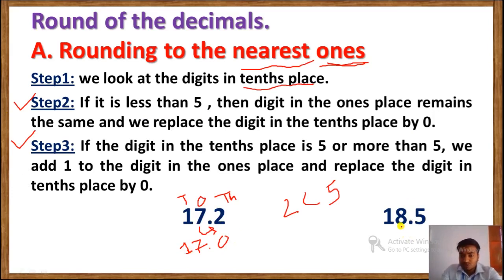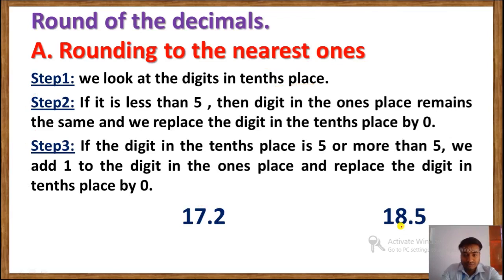Now let's see this one. Here we have 18.5. According to step number 1, we have to see the 10th place. This one is the 10th place, and here we have 5, which is equal to 5. Then we have to follow step number 3: if the digit in the 10th place is 5 or more than 5, we add 1 to the digit in the ones place. That means we will add 1 in the ones place. So this is the ones place.